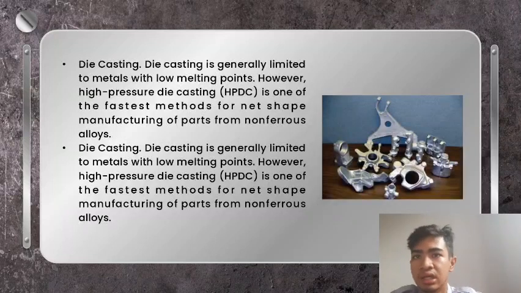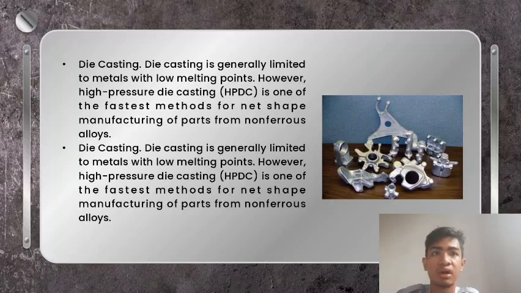Die casting. Die casting is generally limited to metals with low melting points. However, high-pressure die casting is one of the fastest methods for the net shape manufacturing of parts from non-ferrous alloy. It is ideal for the economical production of high-volume metal parts with moderately accurate dimensions.